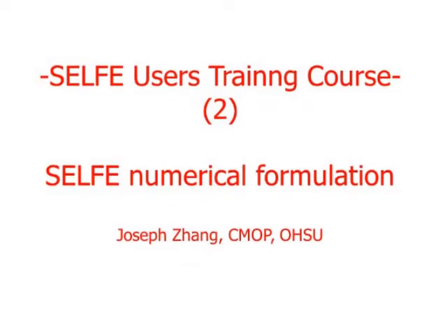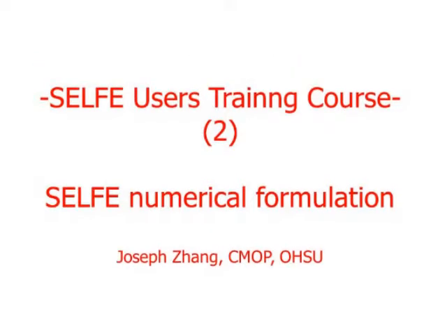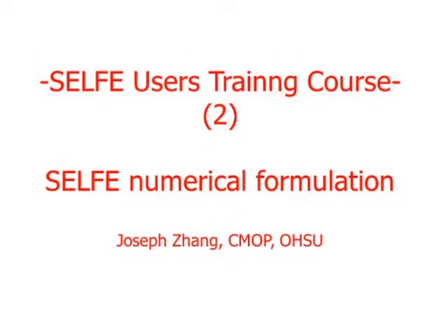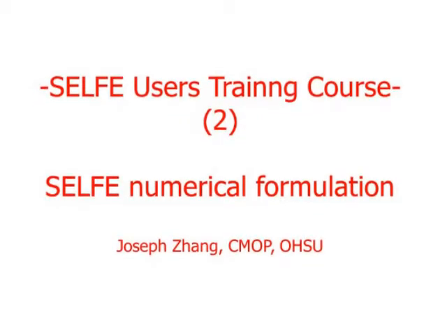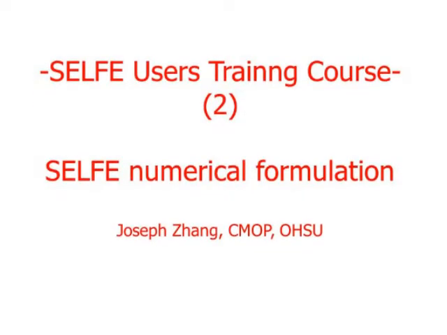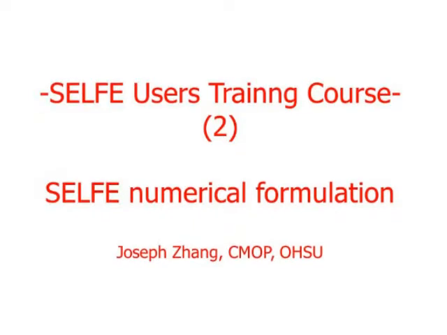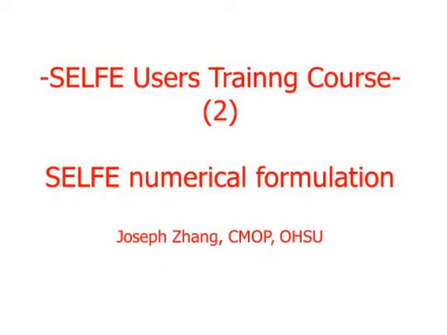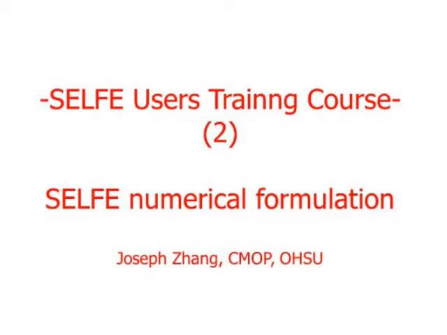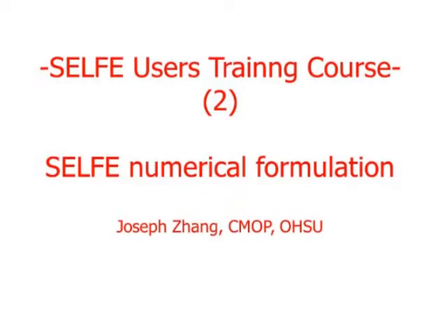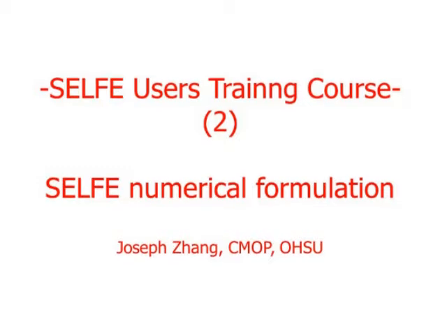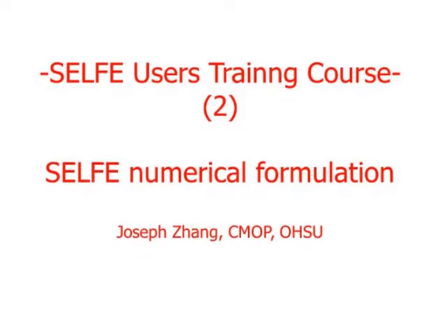Okay, if you have a positive definite, symmetric matrix, you can use a very fast solver to solve it, especially for very large problems. And in this sense, SELFE actually shares the efficiency with ELCIRC, because in ELCIRC the matrix is also positive definite and symmetric.